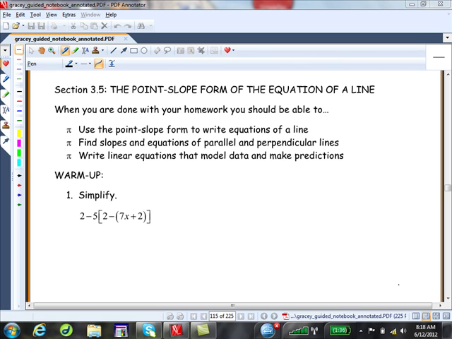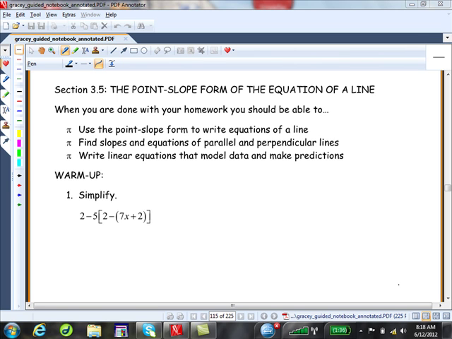Why don't you pause the movie and get warmed up. The first one is a practice for order of operations, and the second one is a practice of graphing a line using the y equals mx plus b form. All right, on your mark, get set, go!